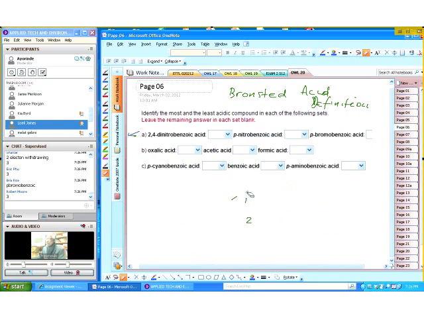Okay, so we are now going to use the same rationale for B, for this one here. We have oxalic acid. I know you guys do not know the structure of oxalic acid, so let me give that to you. This here. That is oxalic acid. And then you have acetic acid.